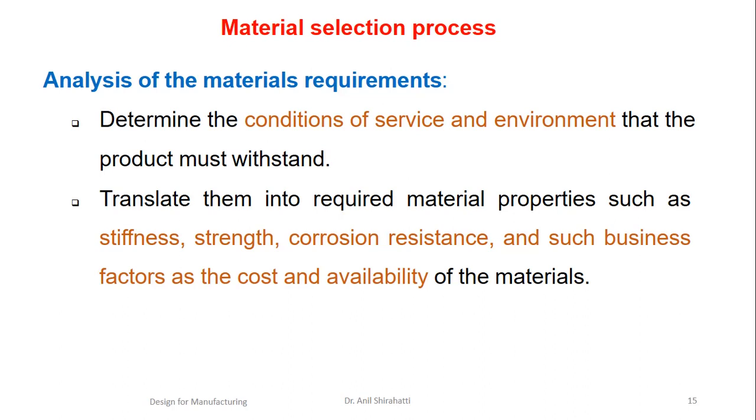Now what about the material selection? Okay, now let's analyze the material requirement. First you have to determine the condition of service and environment that the product should withstand. You have designed everything, but you have to check its working or environment condition, maybe the stiffness, strength, or whether the environment is corrosive in nature. Also business factors like cost and availability of that material very easily play an important role while selecting the material.